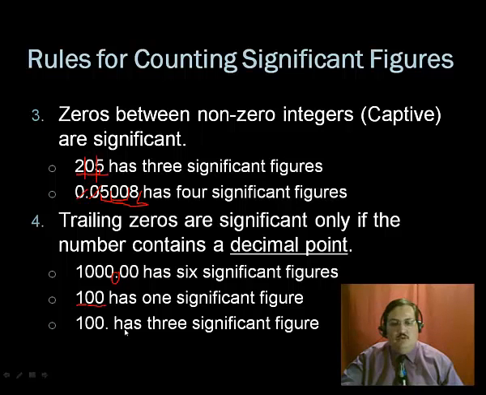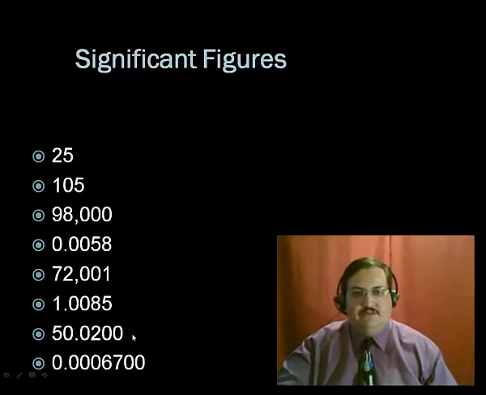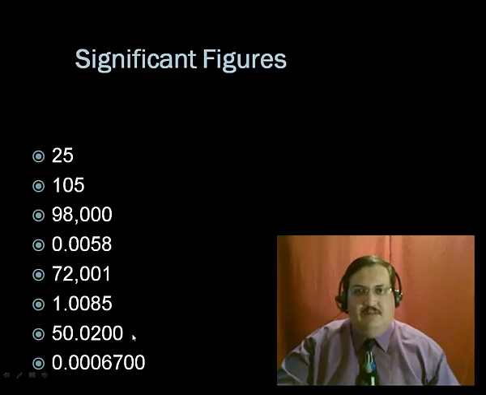Now I have the same quantity, 100, but I have a decimal place. And you'll see these a lot in science questions. This is indicating that it has been measured all the way to that ones place. So I would have 3 significant figures. So take a moment, pause the video, and determine how many significant figures each one of these has.